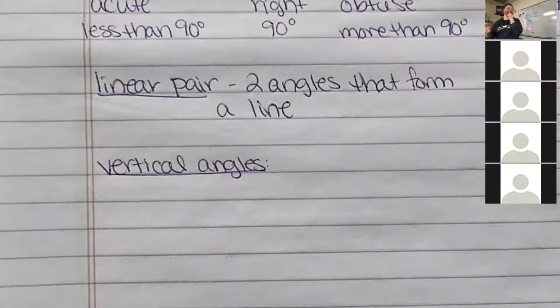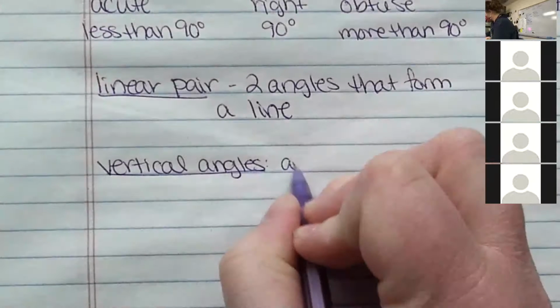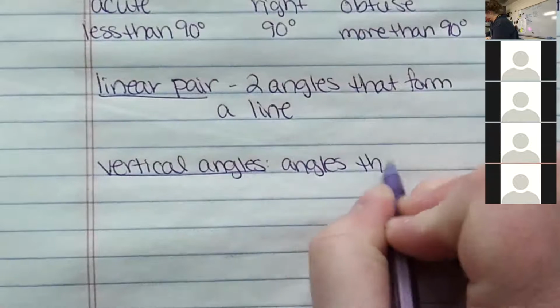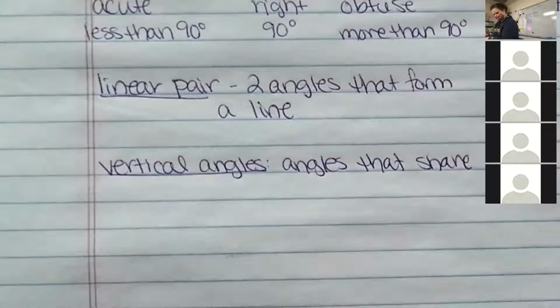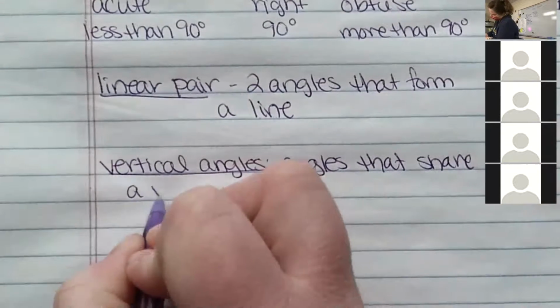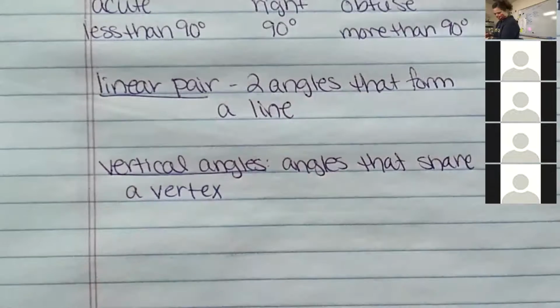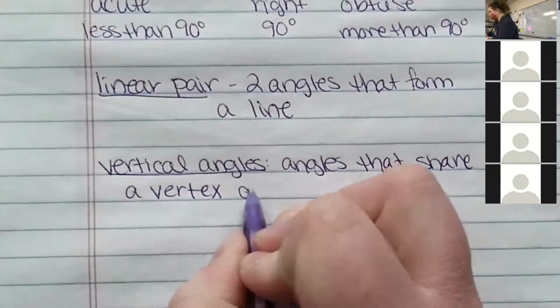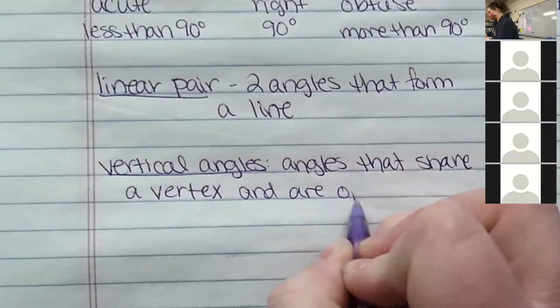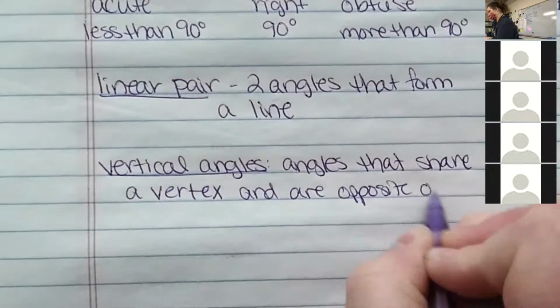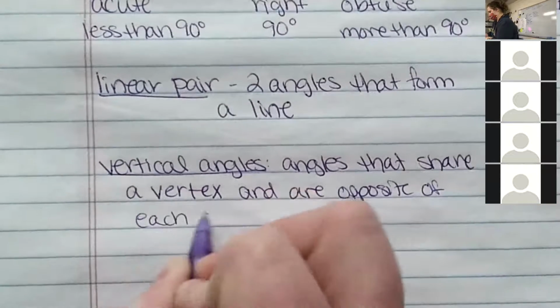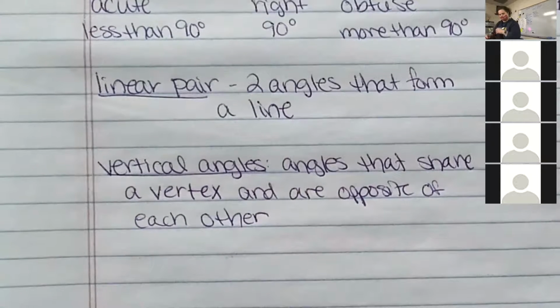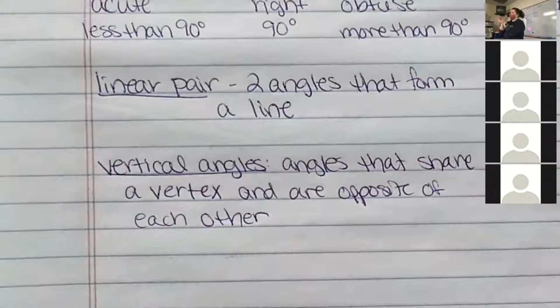Vertical angles are my favorite angles. Okay, you ready? It says angles that share a vertex and are opposite of each other. So in order to understand that, a vertex is the point where they meet, like the little point. Okay, so we know what a vertex is.